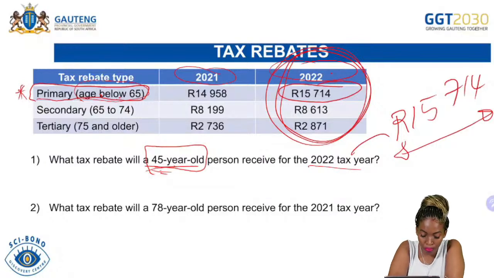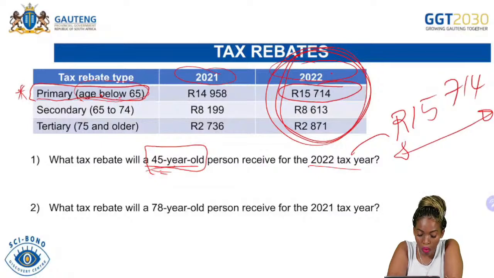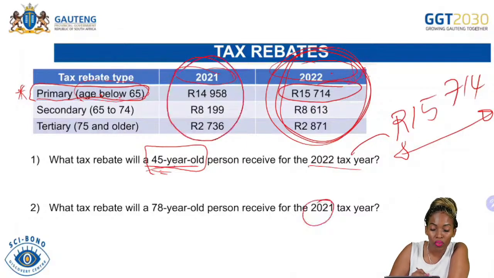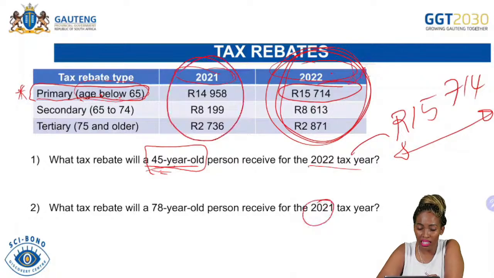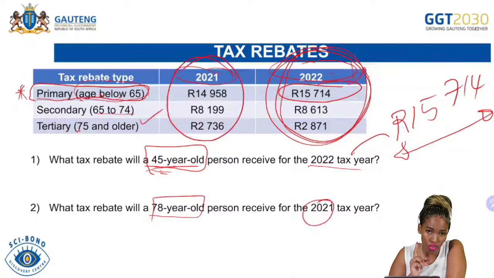And then number 2, what tax rebate will a 78-year-old person receive for the 2021 tax year? Again, the year they are telling us. It means we are no longer going to our second column, but now we must focus on the first column. And how old is that taxpayer? 78 years old. So you go to your rebate. 78. Is it between the ages of 65 and 74? Nope. Is it between the ages of 75 and older? Yes. But now here's the tricky part.